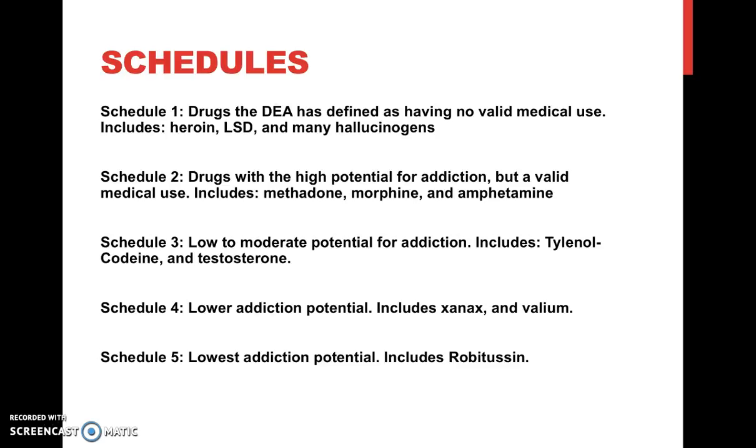Schedule 3 have low to moderate potential for addiction. These include Tylenol with codeine and testosterone. Schedule 4 have the lower addiction potential, which include most prescription pills such as Xanax, Valium. Schedule 5 has the lowest addiction potential, which includes Robitussin and some over-the-counter drugs.